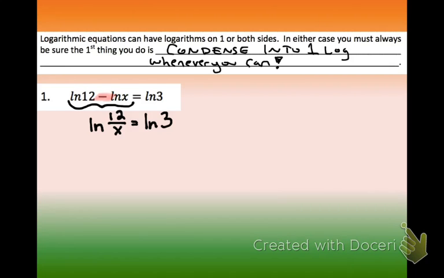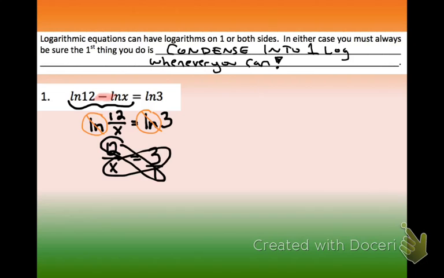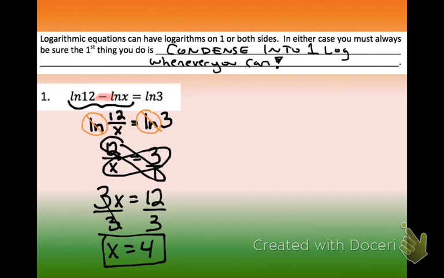And like we talked about the other day, when you have a log on both sides that has the same base, so ln both have the same base, you can go ahead and drop the logs. So you end up with just 12 over x equals 3. We could do a little bit of cross multiplying there, and you end up with 3x equals 12. Divide by your 3, and your final answer is x equals 4. So this is where you drop the logs whenever you have a log on both sides with the same base.